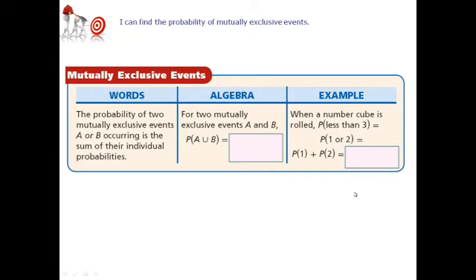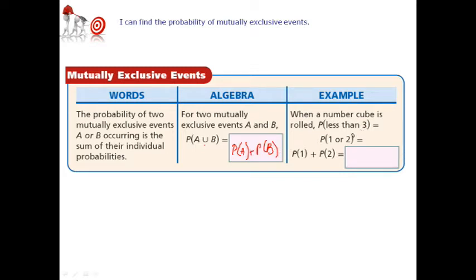So, in words, the probability of two mutually exclusive events A or B occurring is the sum of their individual probabilities. So for two mutually exclusive events A and B, the probability of A union B is going to be the probability of A plus the probability of B.